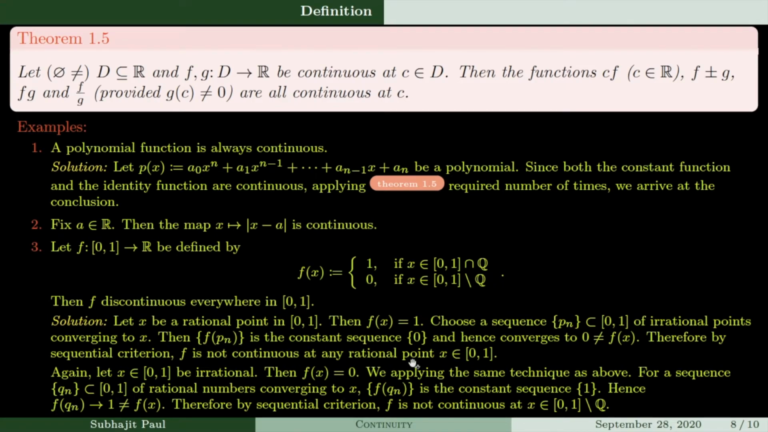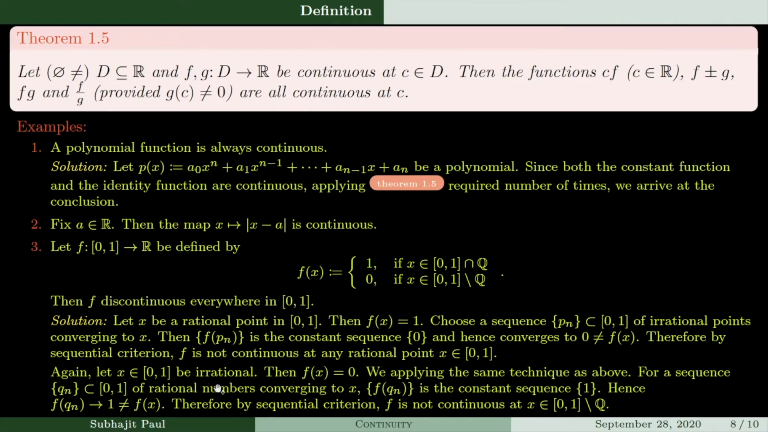So this is a constant sequence 0 and hence converges to 0. A constant sequence converges to the same number, which is not the same as f(x), because f(x) equals 1 since x is a rational point. Therefore, by the sequential criterion, f is not continuous at any rational point x in [0, 1]. The same will be the case for irrational points as well.